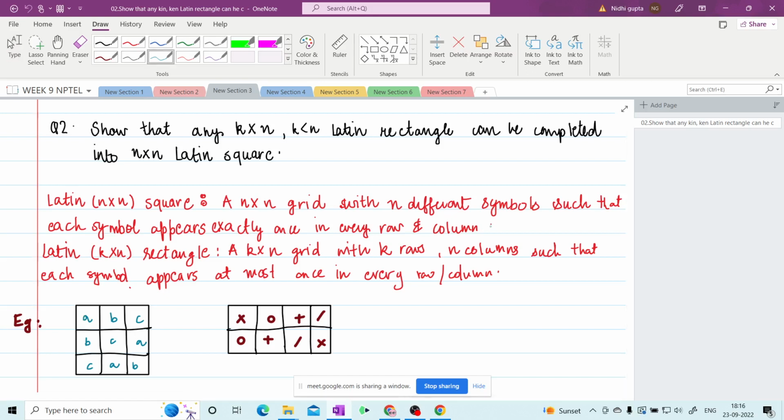So if you have played Sudoku, if you have solved Sudoku anytime, Sudoku is an example of a 9 cross 9 Latin square, where symbols are just numbers 1 to 9.